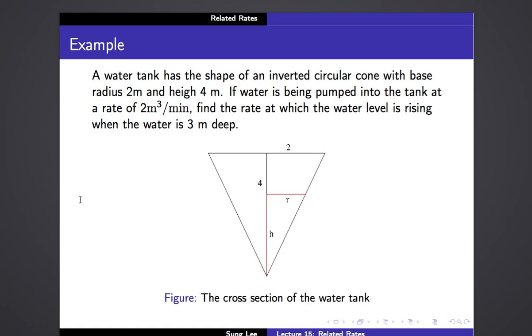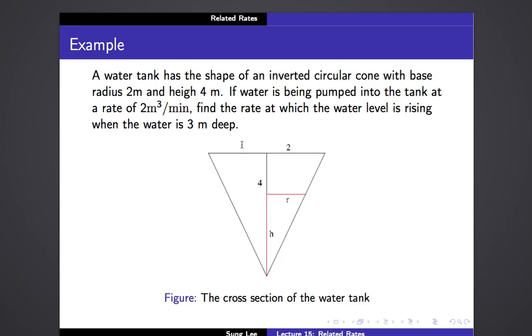Okay, so here comes the next example. A water tank has the shape of an inverted circular cone. Actually, I have never seen one like that. Okay, but why not? With a base radius of 2 meters and height 4 meters. If the water is being pumped into the tank at a rate of 2 cubic meters per minute, find the rate at which the water level is rising when the water is 3 meters deep. Okay, so that's the question.